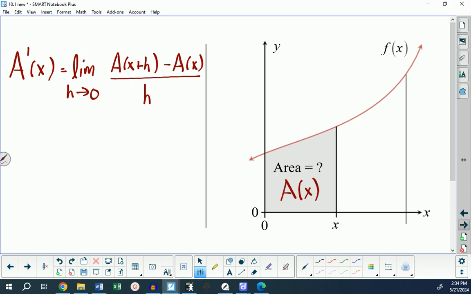I'm going to introduce some notation now. Rather than me writing A of x, by definition, if you look at this diagram, it is the area between 0 and x, right? So in my next line, instead of writing A of x, I'm going to write that. This is just a way for me to say that term is the area from 0 to x.